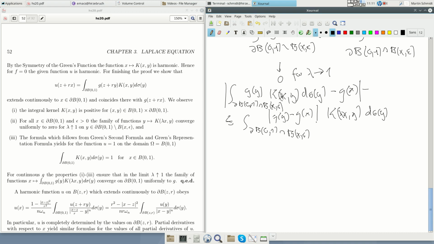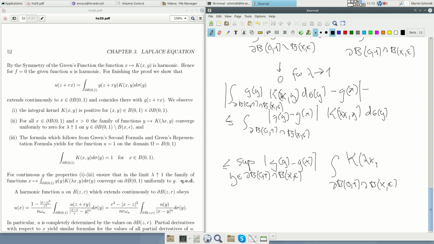And this becomes very small. So we take the supremum of y in this part, of g of y minus g of x, and times the integral over b0 intersecting with b of x epsilon k lambda x y d sigma of y.